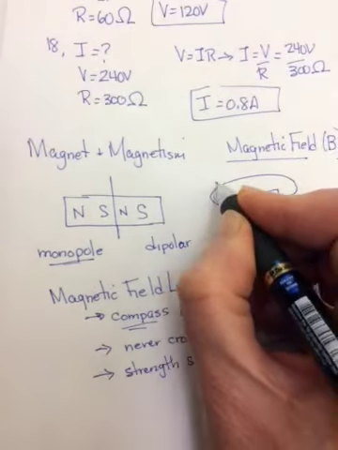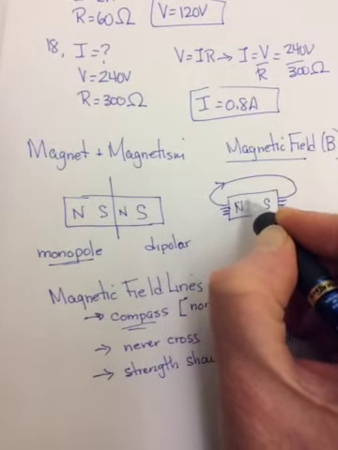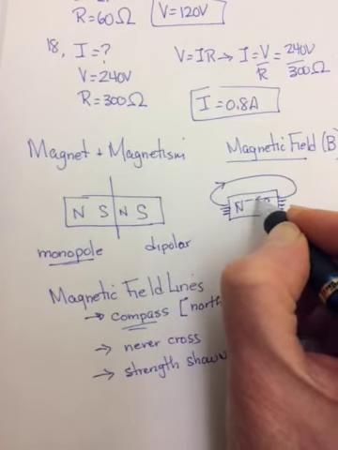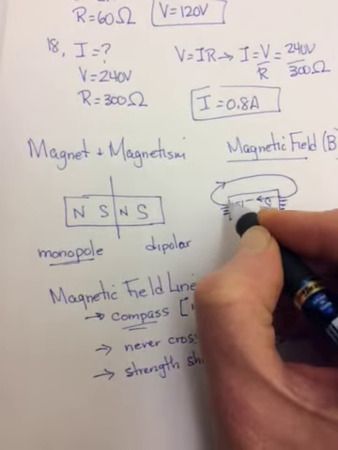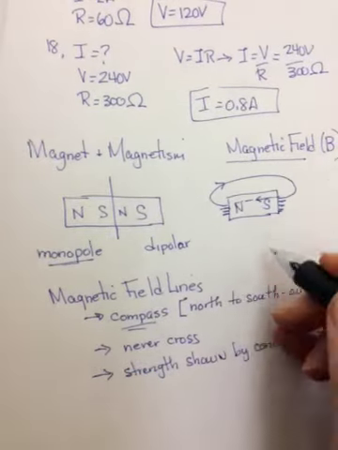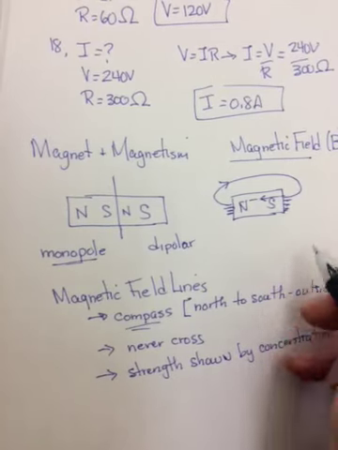Okay? So this arrow would go this way, out of the north and into the south. The field lines are really closed loops. So inside, they actually go from south to north because they have to complete the loop. Okay, so outside a magnet from north to south, and then inside a magnet, it would be south to north.